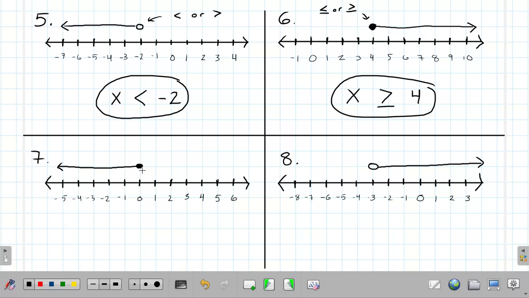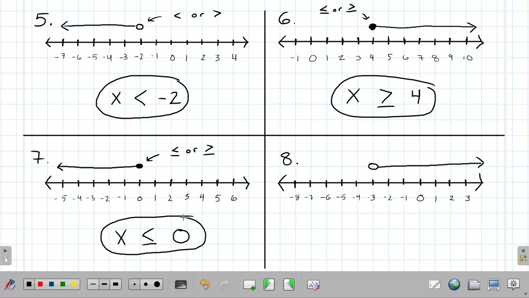Number 7, very similar here. We see we're starting at 0, so 0 is the number we're starting at. Once again, x is going to be in some relation to 0. Well, what relation is that? Once again, it's going to either be less than or equal to or greater than or equal to. And the way the arrow is pointing gives us that indication. So what way is it pointing? It's pointing to the left, meaning it's pointing to numbers that are less than 0. But once again, where it's closed circle, it's not simply less than, it's less than or equal to. So numbers are less than or equal to 0.